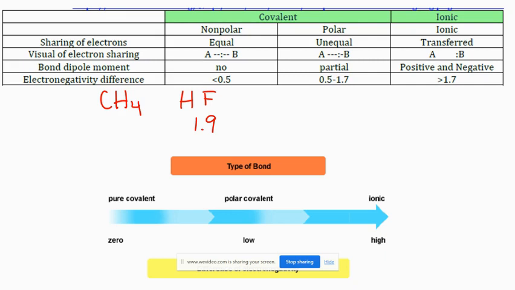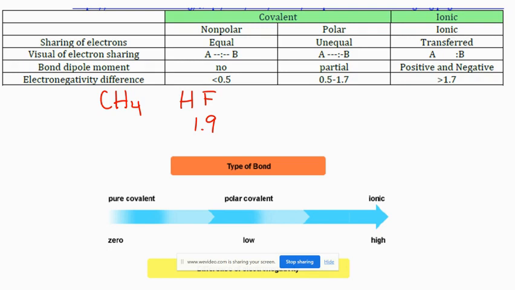Okay. Now, why isn't it shared? Well, they're both non-metals, so they still consider it to be a covalent bond because they're both non-metals. But the electronegativity difference definitely puts it into the ionic character. Okay. Fluorine is such an electron hog. It's not even funny.